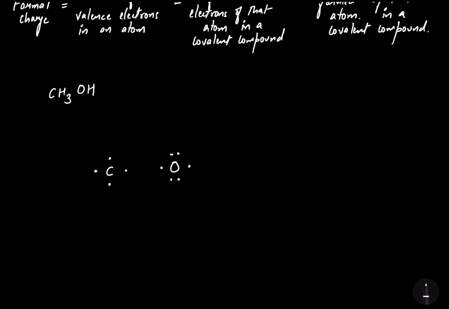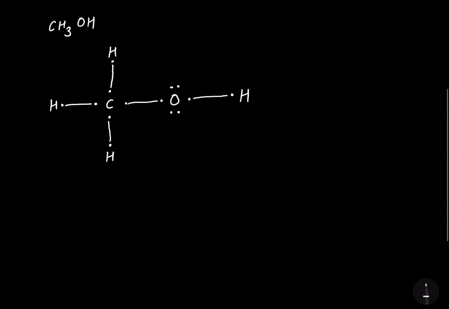Now let's talk about the hydrogen. Hydrogen has 1 valence electron, another hydrogen 1 valence electron, the next hydrogen 1 valence electron, and one more hydrogen with 1 valence electron. Now these are the covalent bonds formed between the atoms in CH3OH, in which the octet of carbon and the octet of oxygen is completed and the duplet of hydrogen is completed. So now we are going to evaluate the formal charge on carbon and on oxygen.